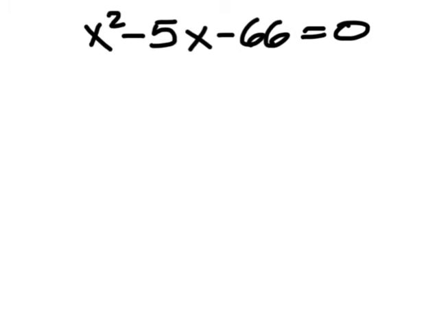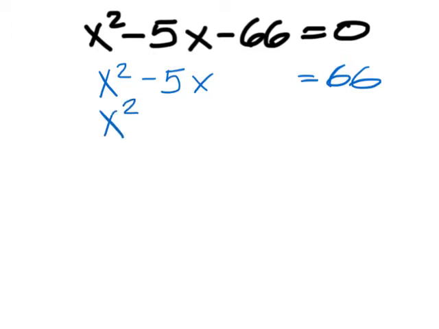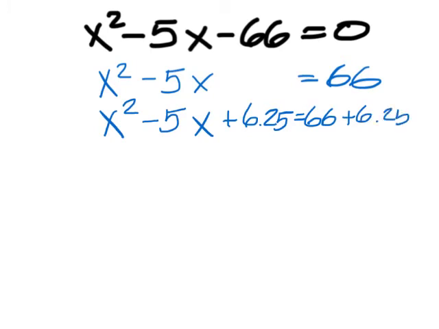Give me the first step. Step 1 should be x squared minus 5x equals a positive 66. Now bring up the next step. Half of 5 is 2.5, but you have to square that to get 6.25 and add that to both sides. Now bring up the next step.